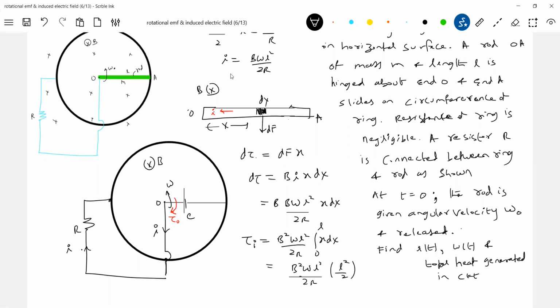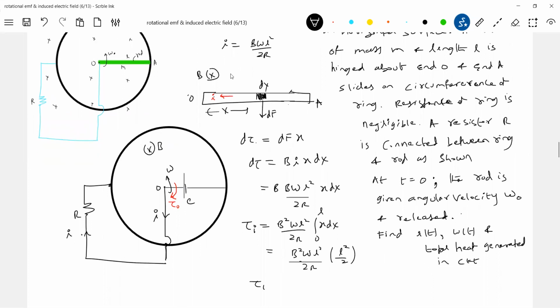So what is the total induced torque? Tau I equals B square L to the power of 4 by 4R. This you call induced torque, or torque due to induced current. Just call it induced torque, and it is directed opposite to angular velocity.